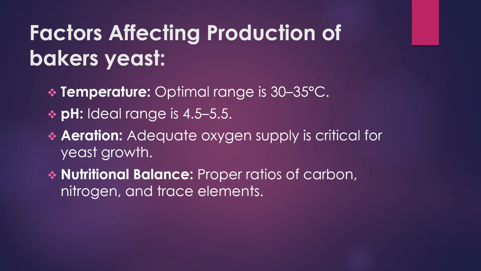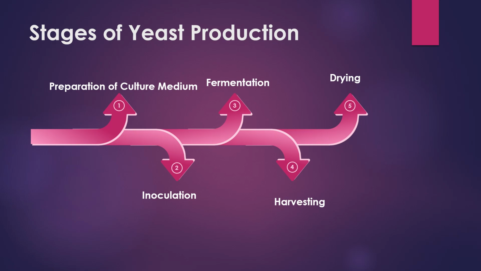Factors affecting production of baker's yeast. Temperature: the optimal range is 30 to 35 degrees Celsius. pH: the ideal range is 4.5 to 5.5. Aeration: adequate oxygen supply is critical for yeast growth. Nutritional balance: a proper ratio of carbon, nitrogen and trace elements.